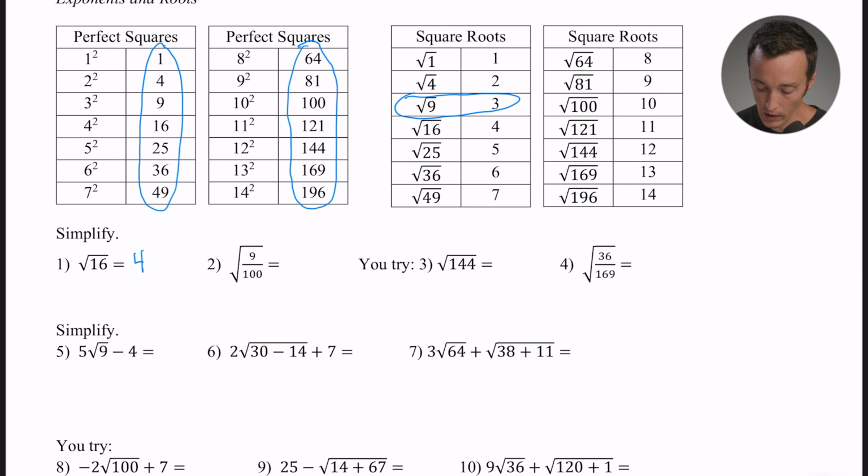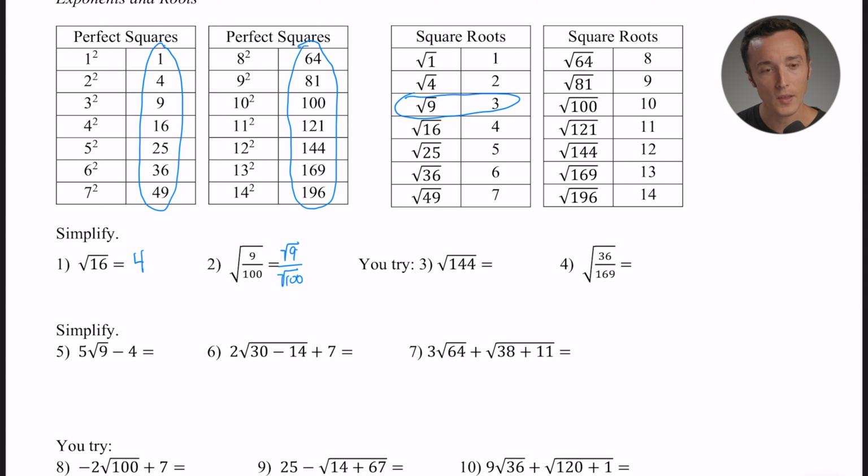Now, how about one like number 2, where it has the square root of 9 over 100? According to the rules of square roots, you can break that fraction up into 2 separate square roots. Let me show you what I mean. I could rewrite this as the square root of 9 over the square root of 100.